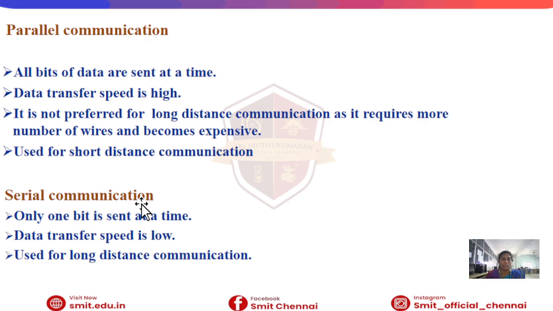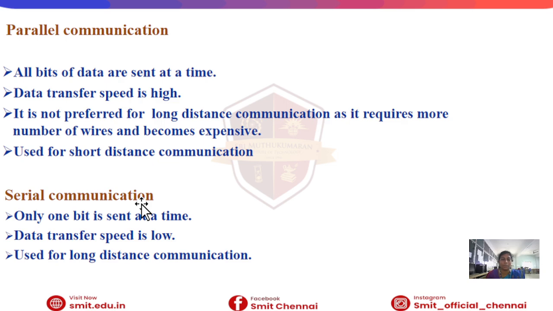In parallel communication, all bits are sent together. As in the previous slide, the group of data is sent simultaneously, so it has a high data transfer speed, and it requires more wires. We have 8 bits, so it requires more wires and is expensive for long distance communication, and it's suitable for the shorter distance.